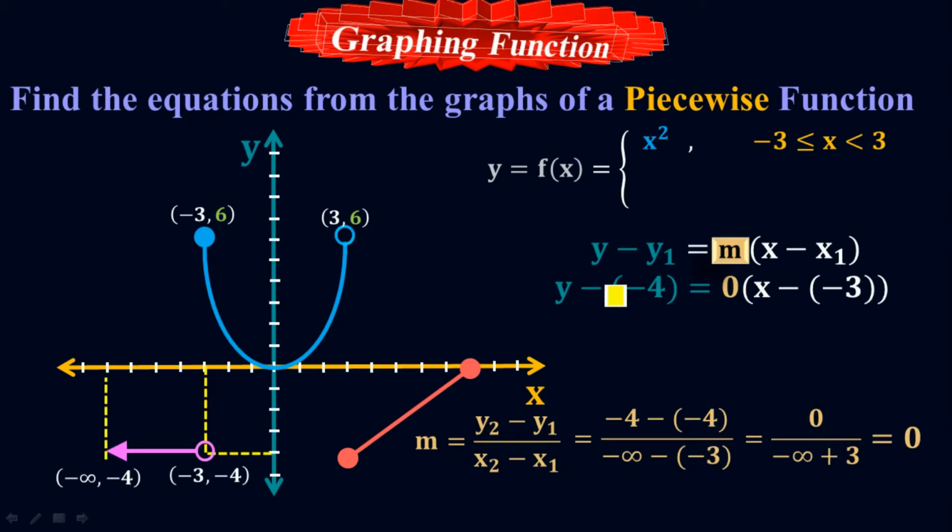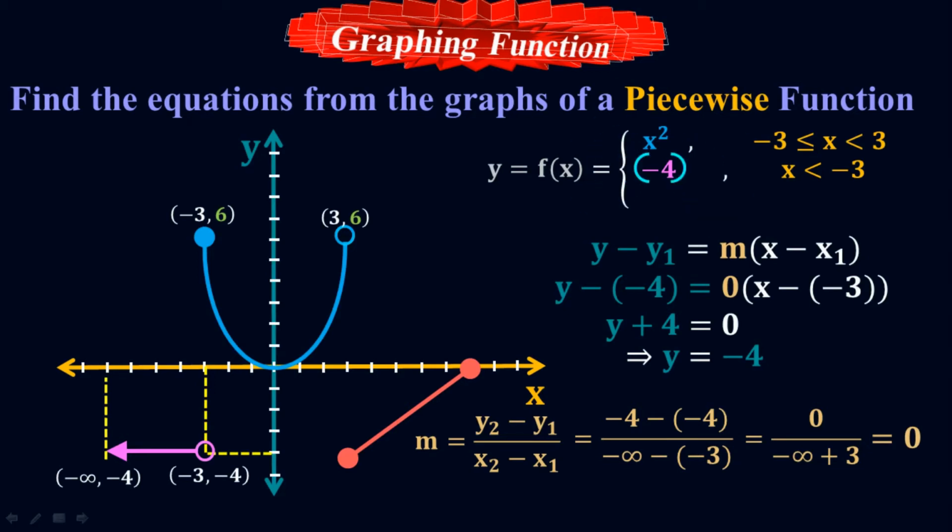So for y minus y sub 1, I just substituted negative 4 for y sub 1. This is my negative 4, which is y sub 1. And negative 3 for x sub 1, this is my x sub 1. I substituted 0 for the slope of the line, my m is 0 here. Let me simplify the equation. I will get y plus 4 equals 0. This implies that y equals negative 4. Negative 4 is my required equation. I just derived the equation for the second piece of the graph, with the border values x less than negative 3.